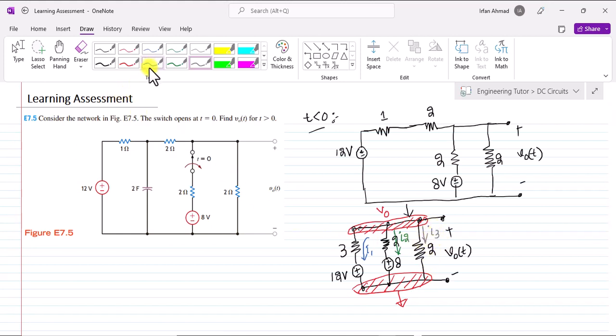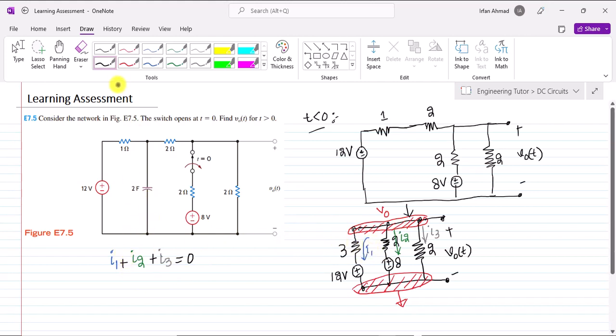Okay, so according to this configuration, let me apply KCL here. According to the KCL, I1 plus I2 plus I3, the summation of these three currents, is equal to 0. So the summation of I1, I2 and I3 is 0, and that is due to the KCL here.